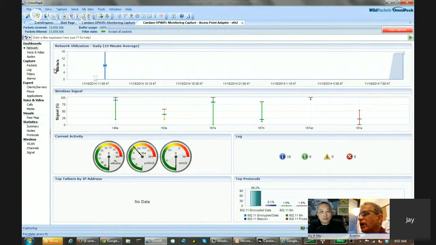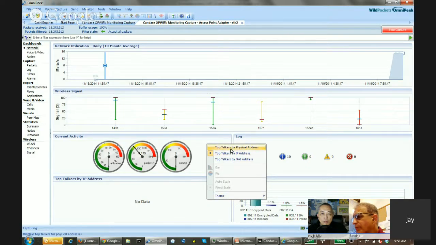We see our network dashboard, where we see the utilization over time. Below that we see our wireless signal strength for the channels that we're capturing on. So you can see we have data coming in from channel 149 and 153, 157, 157N and 161A. So we're probably doing an 80 megahertz scan, an 80 megahertz channel around 157, so we're seeing data on both sides of that. You can see our signal strength. All these bars are green, except for a few of them here, but generally the signal strength is very good. We can see our current activity, and down toward the bottom we can see our top protocols.